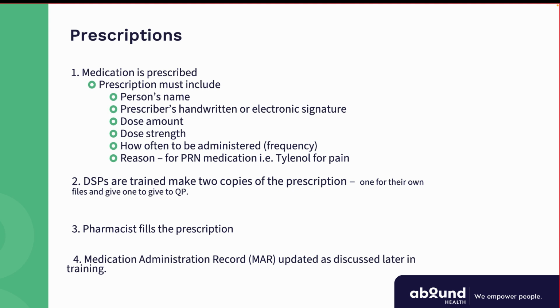The DSPs are trained to make 2 copies of the prescription, one for their files, and give one to their QP. The pharmacist fills the prescription, and then we update your medication administration record, which we'll discuss later on in the training.